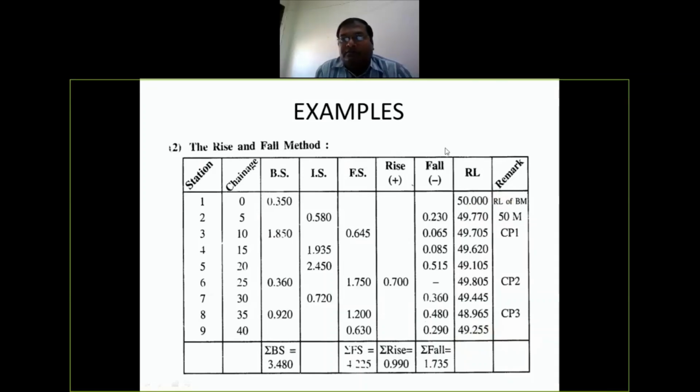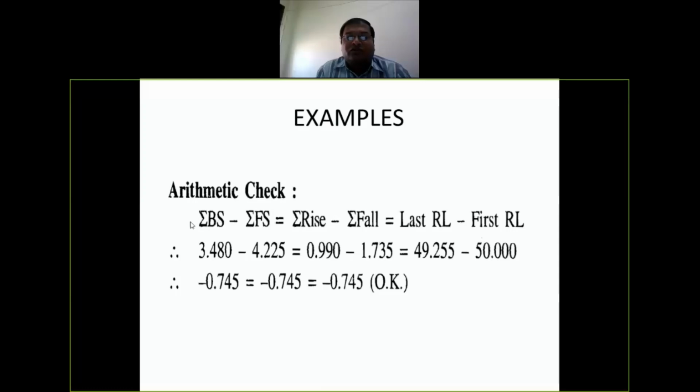Now simply we have to do the arithmetic check. Here there are three checks: summation of BS minus summation of FS is equal to summation of rise minus summation of fall is equal to last RL minus first RL. You just put the values. You can see here minus 0.745 is equal to minus 0.745 is equal to minus 0.745. You are getting all the calculations okay here. When this happens, then your example is correct.